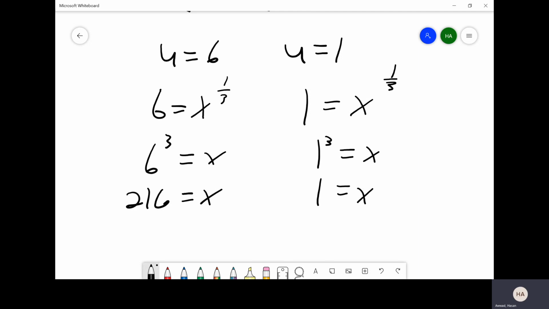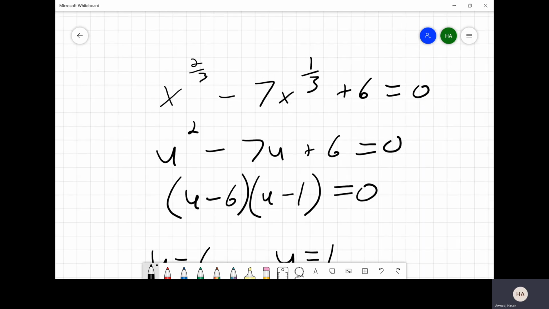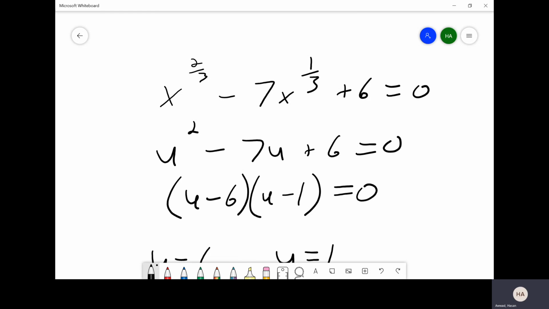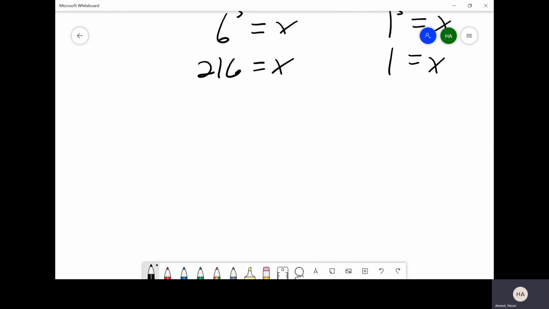Okay, and now the only thing is that maybe we should go through and check this. We don't necessarily need to check this because what is our variable under the root? Our variable is under a cube root, right? So that means that we don't expect to get extraneous solutions, but we did end up with a pretty high number here, 216. So it might be worth it to go through and check this. So let's check one at a time.